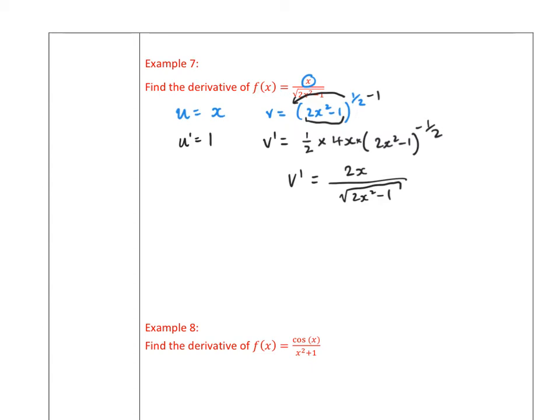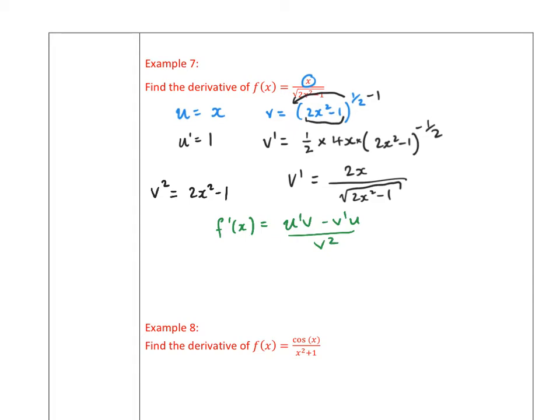We also know that we need to find v squared. Now, if v was the square root of 2x squared minus 1, then v squared is just 2x squared minus 1. We'd get rid of the square root. If we're plugging this into our formula, we know that f dash of x is equal to u dash v minus v dash u all over v squared, remembering to differentiate in alphabetical order.